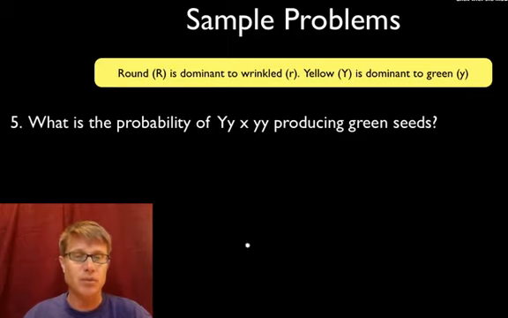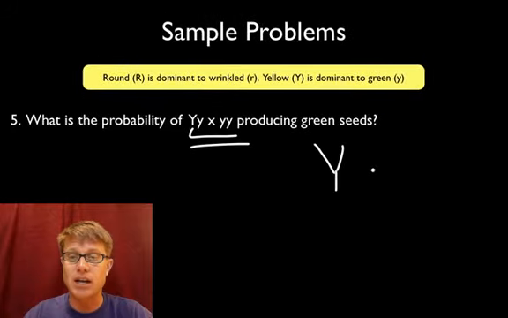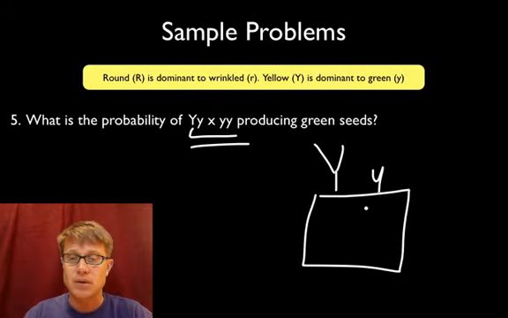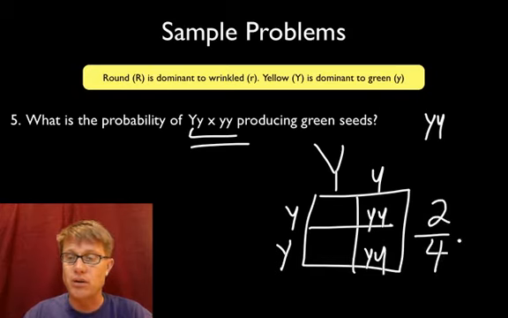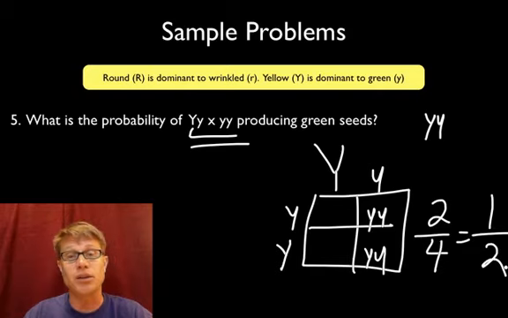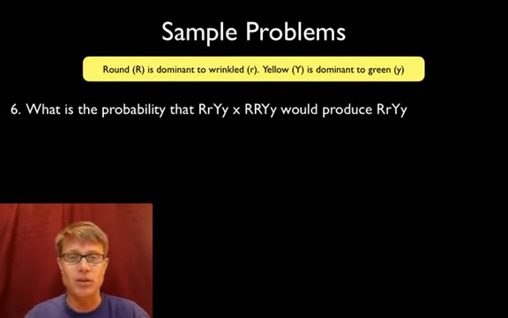Let's look at the next one. What's the probability that this cross would produce green seeds? Well, I do the same thing again. Big Y crossed with little y, and we're looking for green seeds. Green seeds, remember, are going to be little y. And so I could get it here, I could get it here, and so that is a 2 in 4 or a 1 in 2 probability that we're going to get green seeds from that. And so even though you might think you're super smart, do a Punnett square. You're never going to miss the problem then.